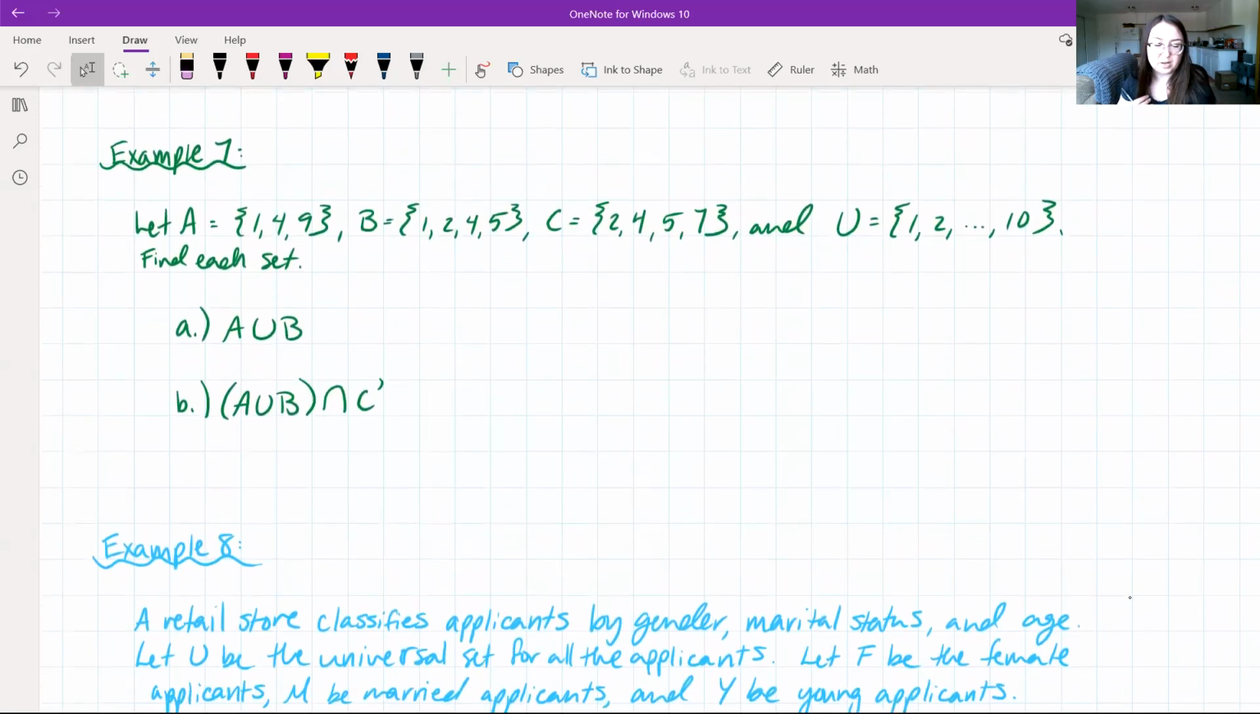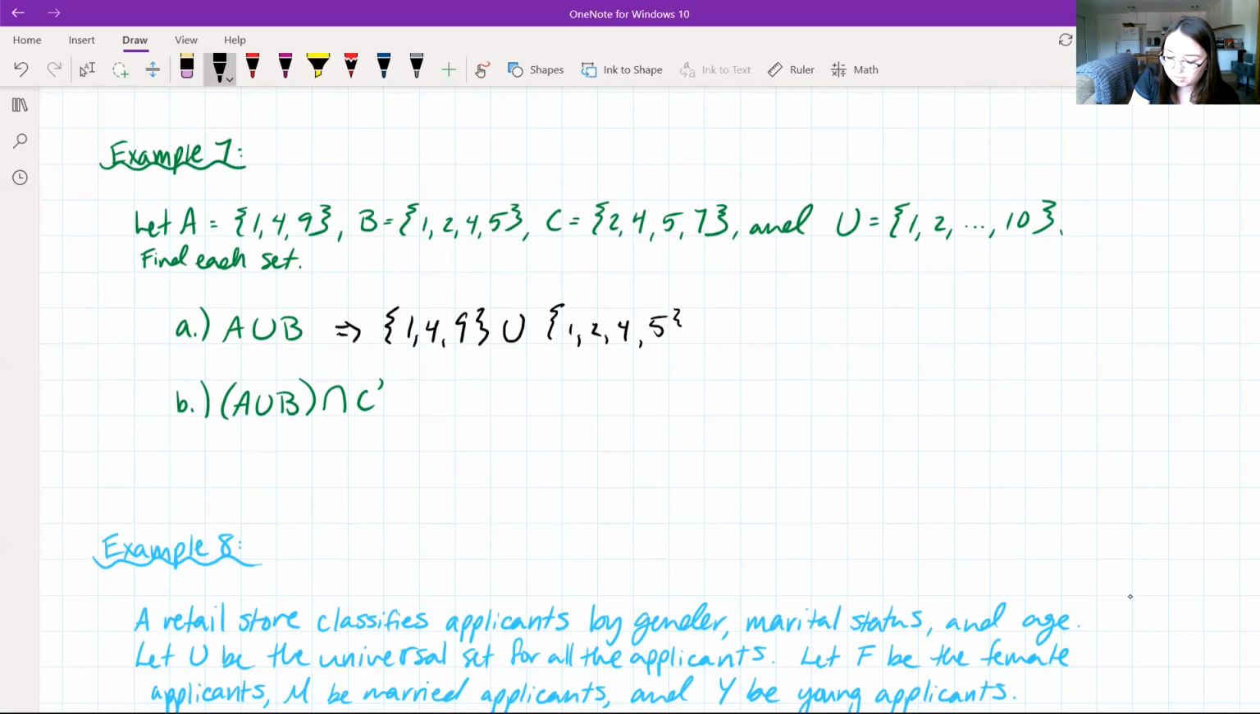So example 7, we're going to let A equal 1, 4, and 9, and B equal 1, 2, 4, and 5. C is going to be equal to 2, 4, 5, and 7, and our universal set is once again 1 through 10. So for part A, we have A union B. So let's write our sets out so we can look at them next to each other. Our set A is 1, 4, 9. We have our union symbol. Our set B is 1, 2, 4, and 5.